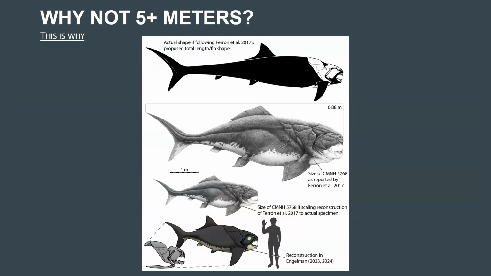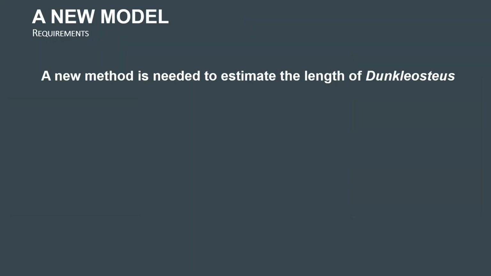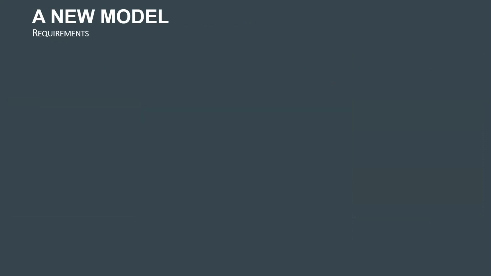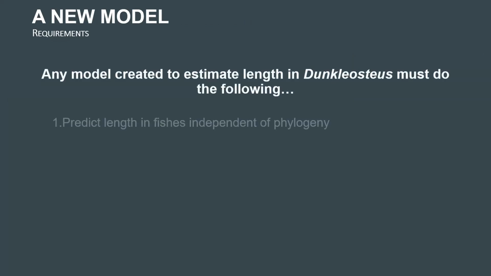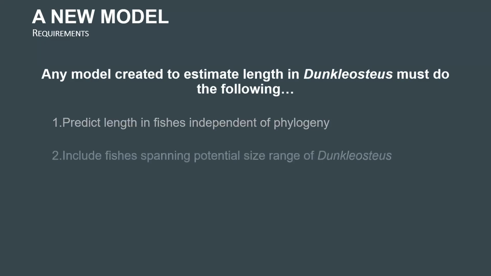But what this means, it's very clear that we need a new method to estimate the body length of Dunkleosteus terrelli. So we need a new method, and this method must do the following. It must predict length in fishes independent of phylogeny, because we're estimating something very deep in the tree and we don't have a good phylogeny to use as a scaffold. It must include fishes that span the potential size range of Dunkleosteus to avoid extrapolation error.